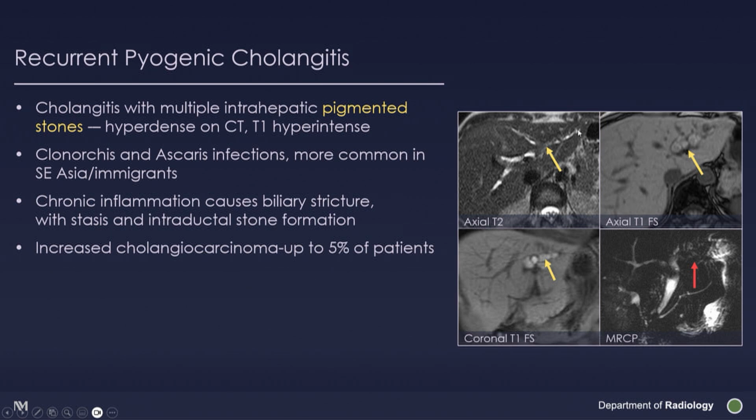Here you can see that biliary dilatation. When you look closely, a lot of times you'll see these pigmented stones as bright on T1, and there'll be the vanishing duct sign where you don't even see the duct at all due to the obstruction.